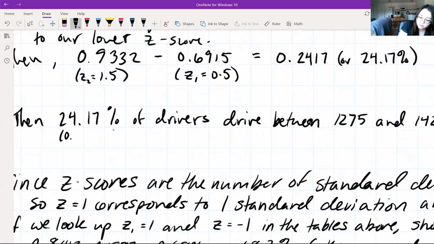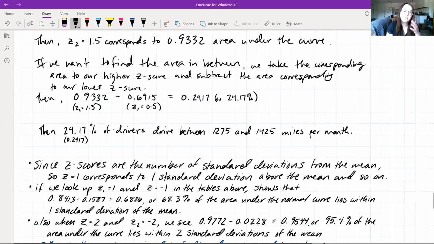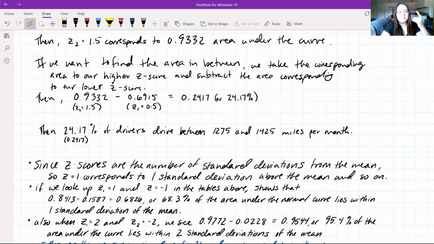We know that this also corresponds to 0.2417. And remember, when given questions like these, think about whether you want to put it in percentage or decimal form. If your question says round to 3 decimal places, or if it says put in percentage notation, then you know which one to write in. The values are equivalent, just know which one to use.